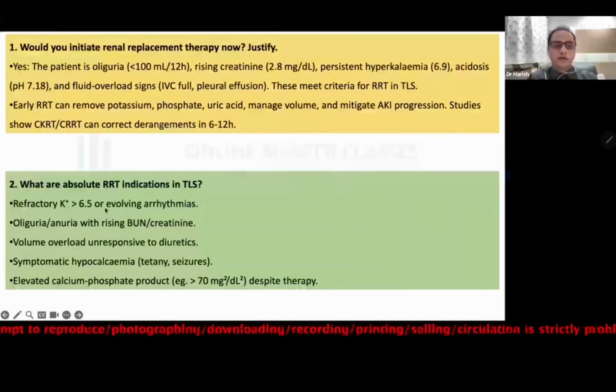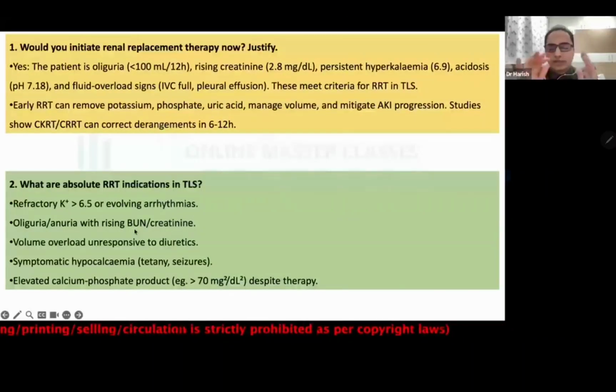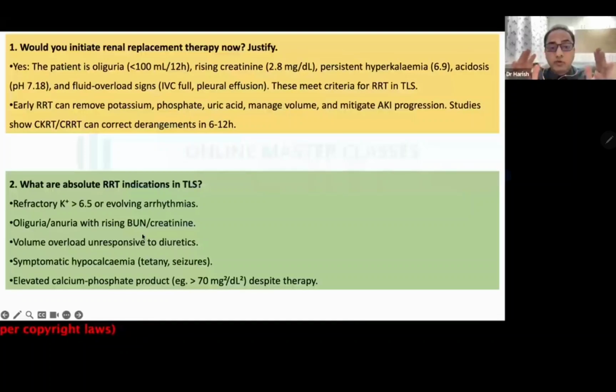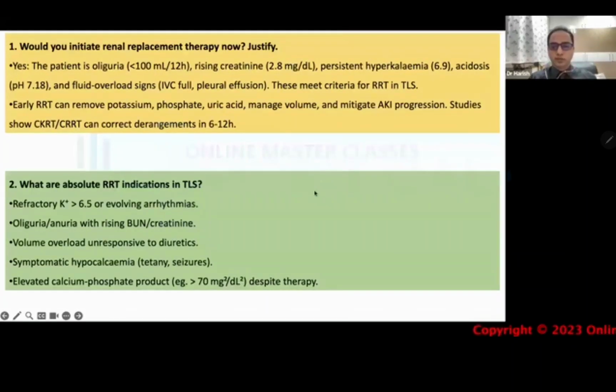So refractory hyperkalemia, or when the patient is having arrhythmia with a potassium of more than 6.5. Oliguria, anuria with a rise in BUN and creatinine, volume overload which is unresponsive to diuretics. Symptomatic hypocalcemia like tetany, seizure, elevated calcium phosphate product, if you are able to measure, if it is more than 70 milligram square per deciliter square, despite ongoing therapy. So these are the indications for renal replacement therapy in tumor lysis syndrome.